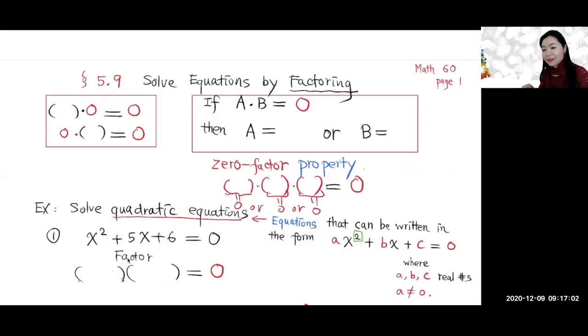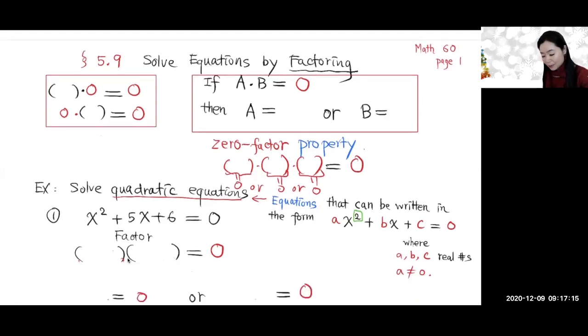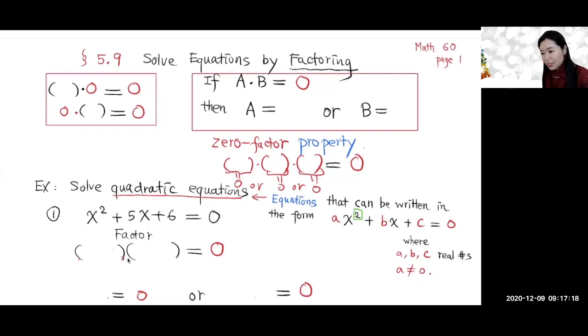So for 5.9, we are talking about solving equations by factoring, which is one of the important topics, right? You need to solve equations, and a lot of the time you solve that by factoring. Okay, but first, let's discover this property.